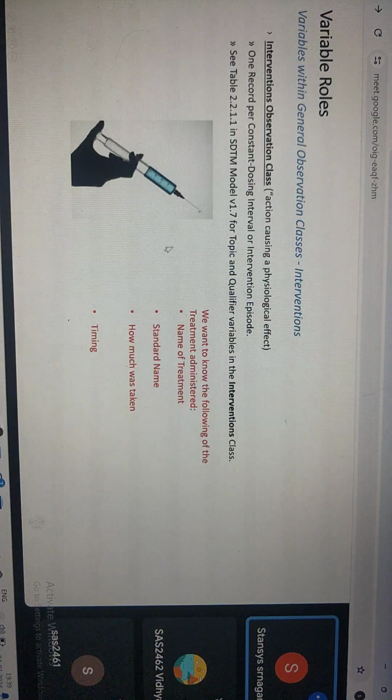For example, when it comes to interventions, these are the key pieces of information. The name of the treatment is the topic variable, and it ends with TRT. At the SDTM level, the variable name ends in TRT, with a two-letter domain prefix. For example, if it's the CM domain, CMTRT. If it's EX, EXTRT. If it's EC, ECTRT. So the name of the treatment comes under TRT, and this is a topic variable.